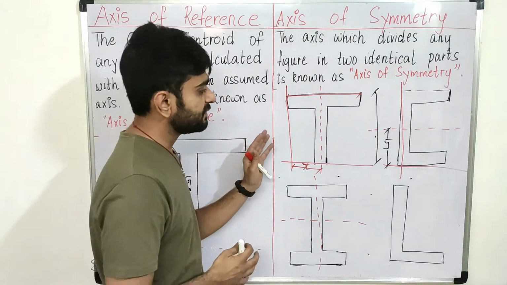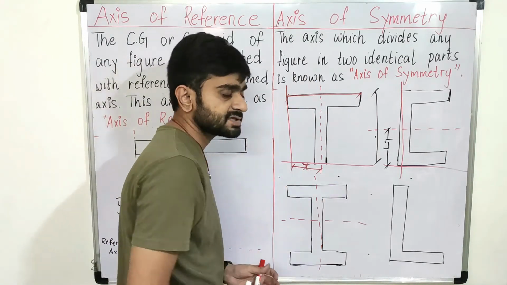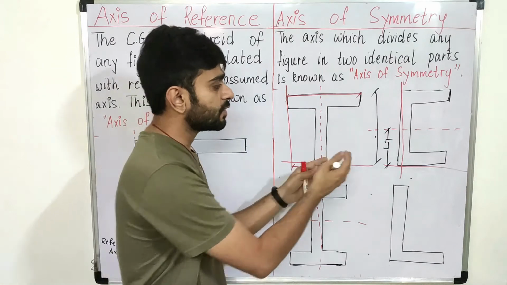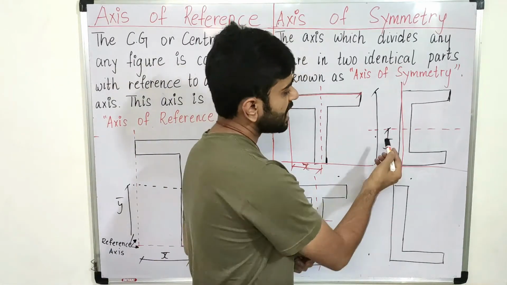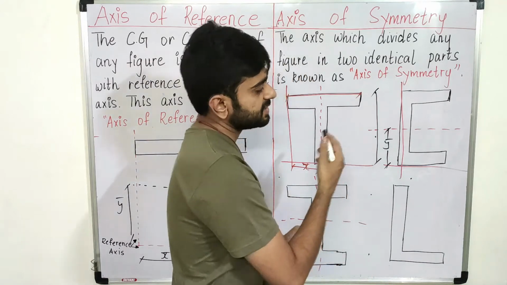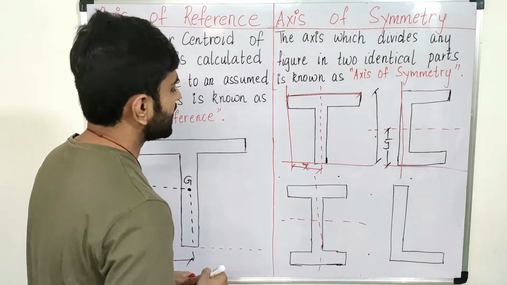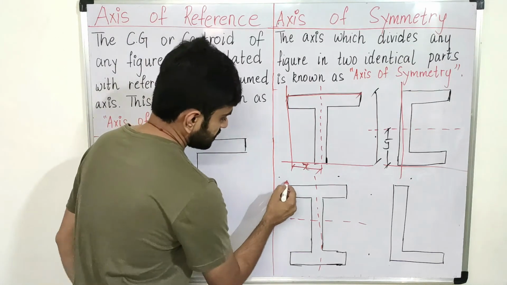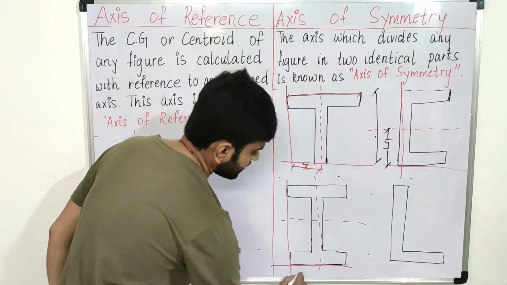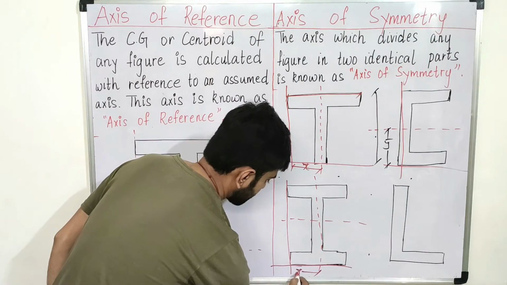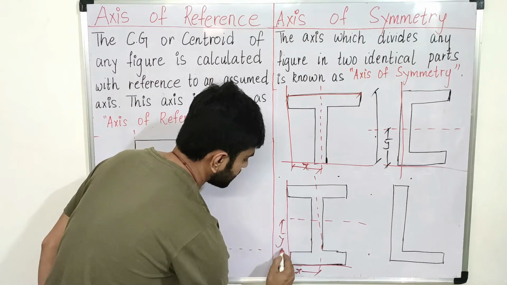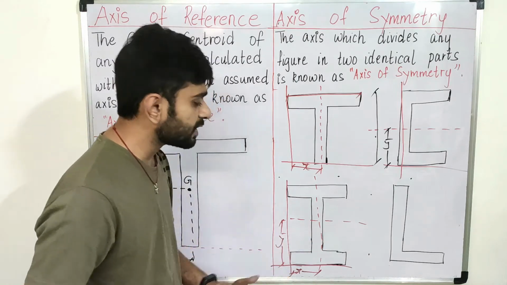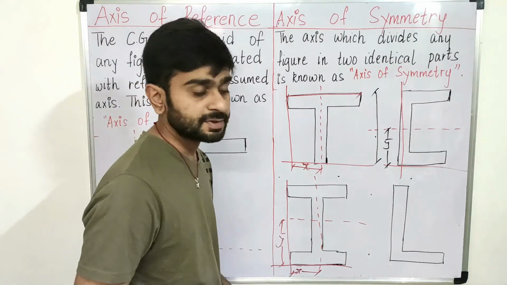In short, if any figure is symmetrical about the y axis, then the x coordinate is directly available, and if any figure is symmetrical about the x axis, then y bar is directly available, that is half of the greatest dimension. Talking about this I section, if any figure is symmetrical about both x and y axes, then after drawing a reference axis, we directly know how much the x coordinate is and how much the y coordinate is. That is, both are directly available, half of the greatest dimension.